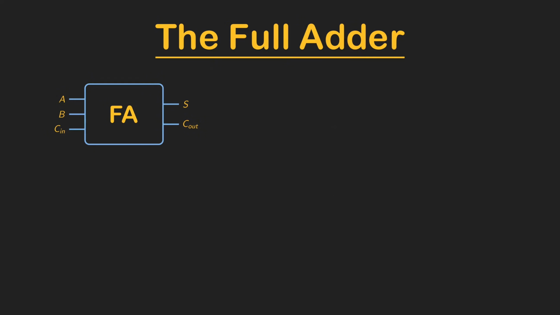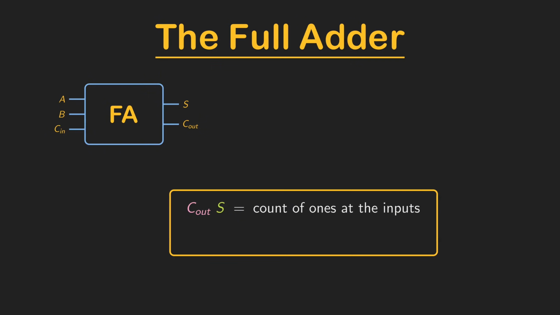But here's the beautiful part. You never need to memorize those 8 rows. You could generate any of them. The trick: the carry out and sum read together as a 2-bit number are simply the count of ones at the inputs. Count the ones, write the count in binary. That's it. Hear it in action.